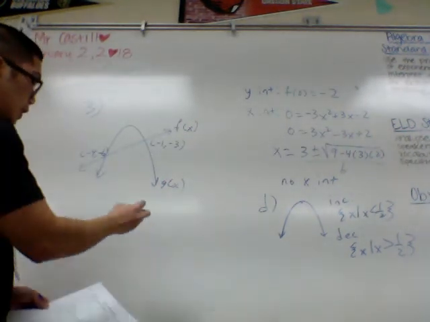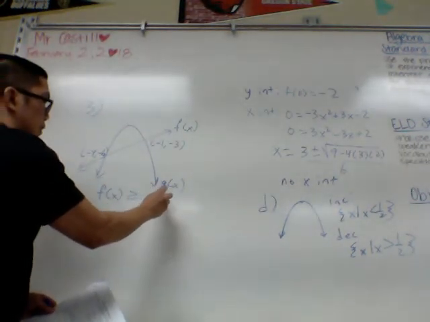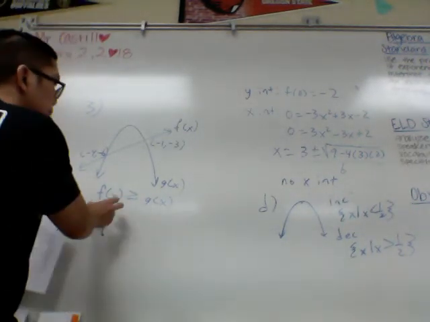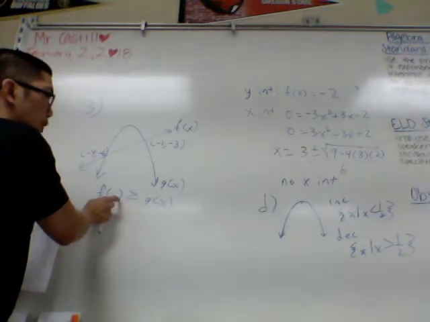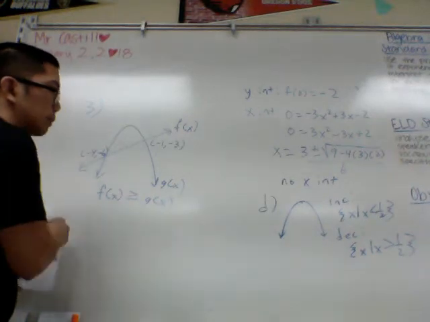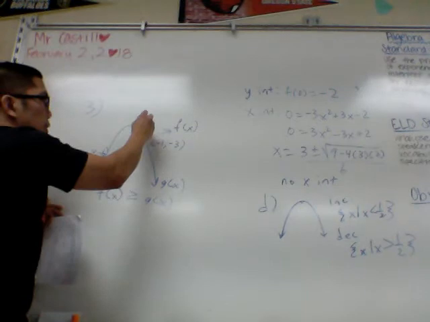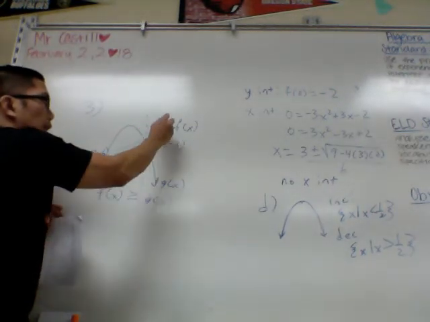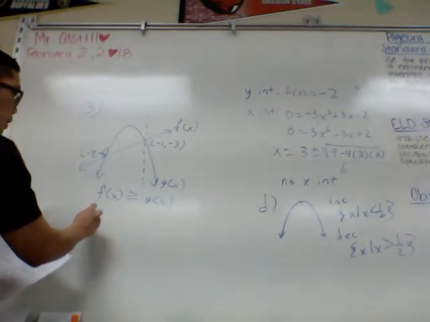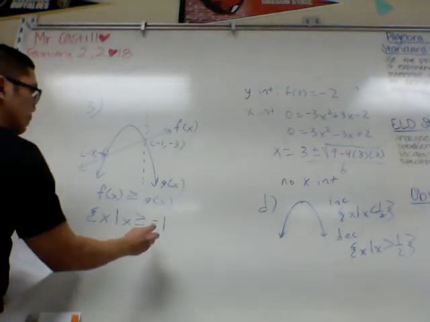So the first question they ask is, when is f of x greater than or equal to g of x? What they're asking for is, when is the line, remember f of x really just stands for y, when are the y values of your line greater than or equal to the y values of your parabola? Well, here it's kind of obvious, because after this cutoff point, the line will always be above the parabola. So I know that x is greater than or equal to -1.